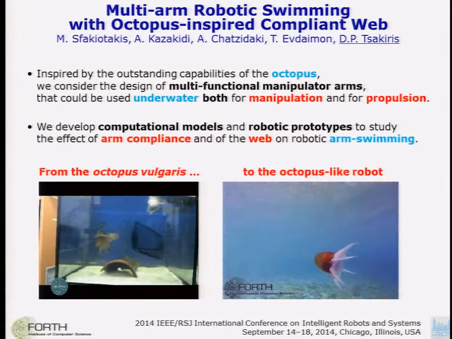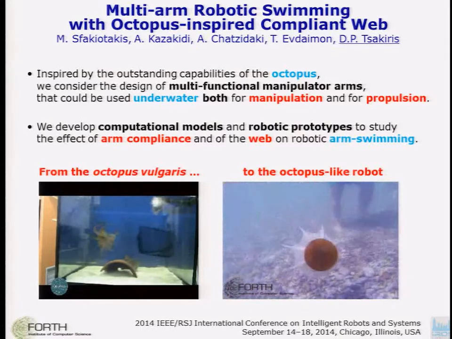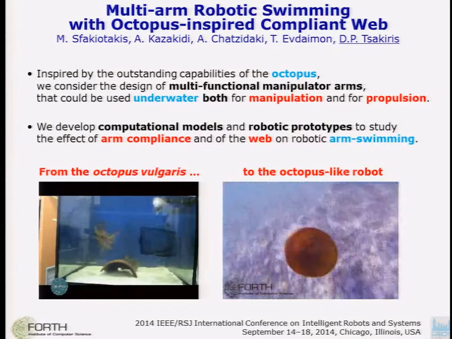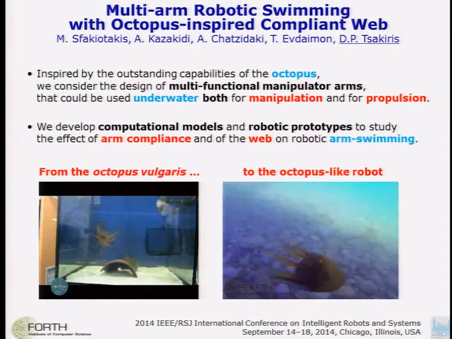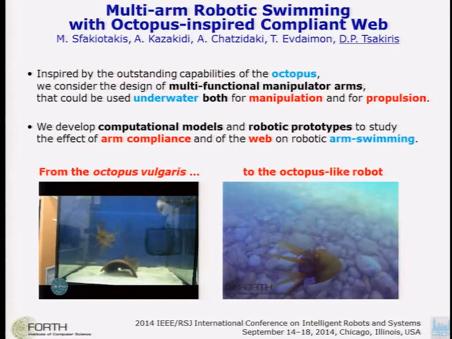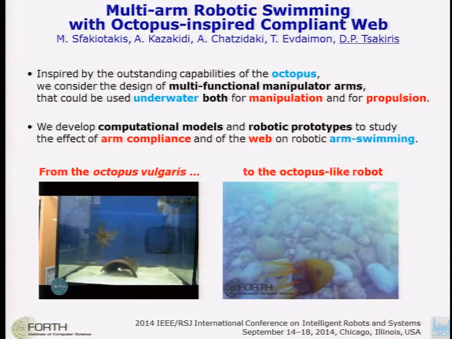From an engineering viewpoint, we are interested in replicating arm swimming by a robotic system, as we see in the video on the right, because, first of all, it is fun. We got to test it in the sea in Crete. And also in order to develop multifunctional underwater robots where the same mechanical substrate could be used for both propulsion and object manipulation.